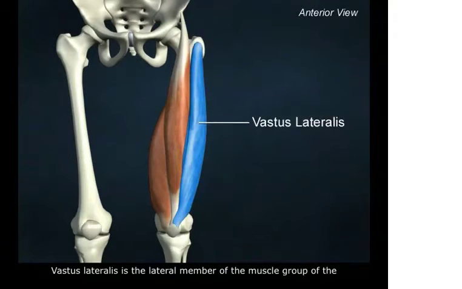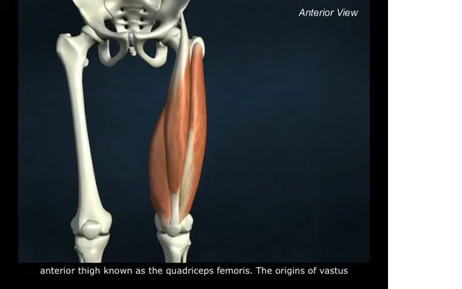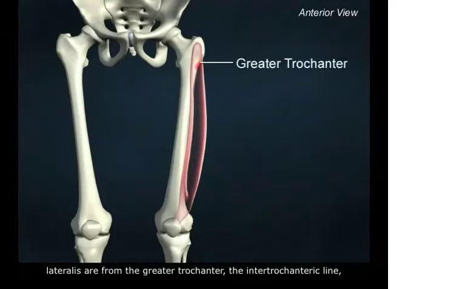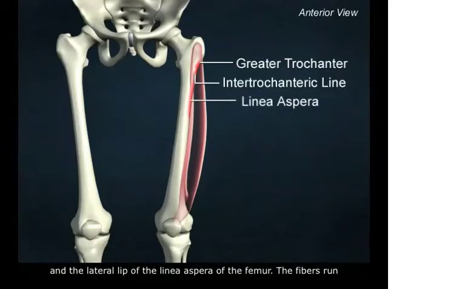Vastus lateralis is the lateral member of the muscle group of the anterior thigh known as the quadriceps femoris. The origins of vastus lateralis are from the greater trochanter, the intertrochanteric line, and the lateral lip of the linea aspera of the femur.